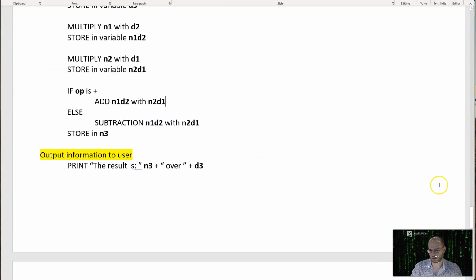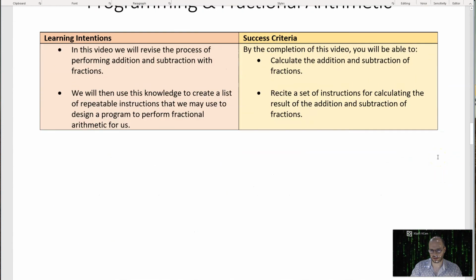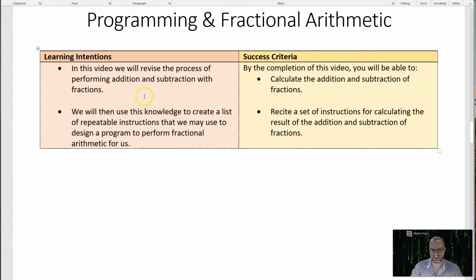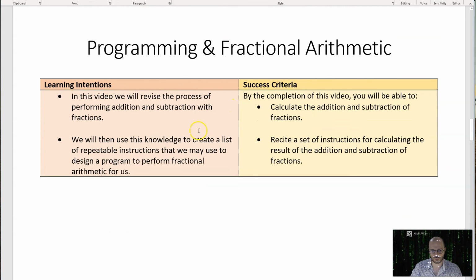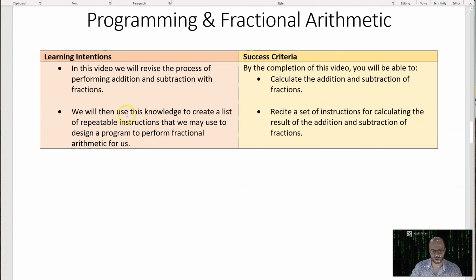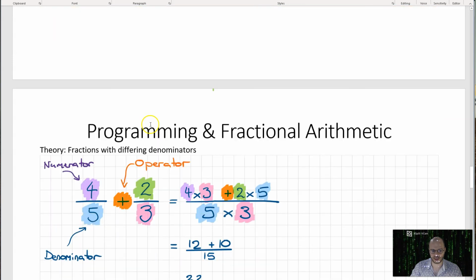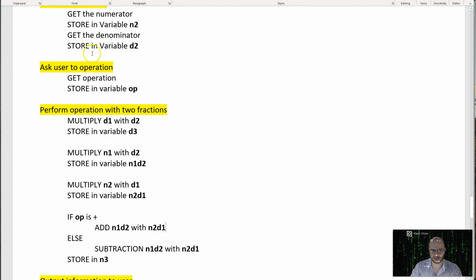So, looking back, at the start of this video, we had set out to firstly revise the process of performing addition and subtraction with fractions, and we did that over here. In the second part of the video, what we sought to do was to use the knowledge that we gained in this first part of adding and subtracting fractions to then create a list that we can use to either create a flowchart or a program. And that's what we got over here.